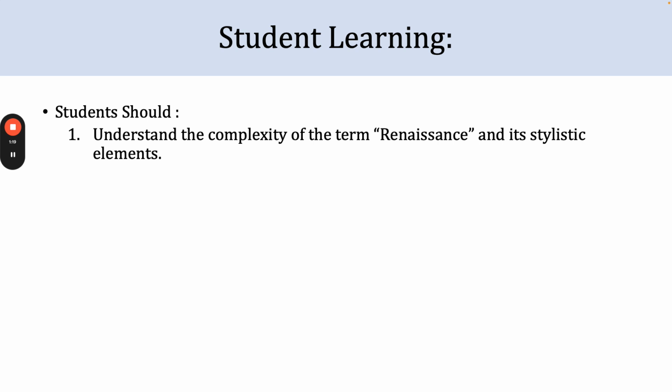Number one, I want you to understand the complexity of the term Renaissance and its stylistic elements. What are the main qualities? What are the main artistic principles that are associated with the Renaissance? Anytime we're taking a look at art history, as art historians, we look back and think, what are the common elements that artists had during that given time? What were they responding to, and how stylistically are they in common, or what do they have in common?